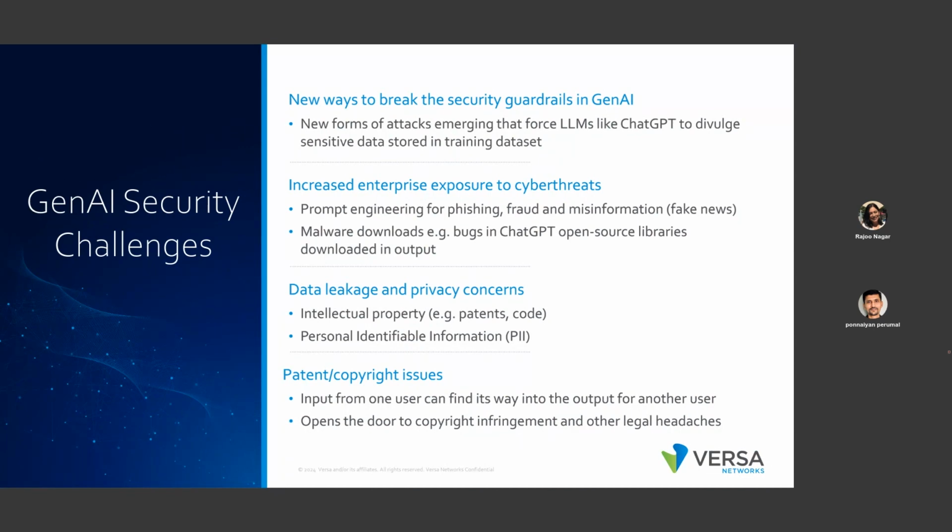So I want to quickly touch on the specific security challenges that you should be aware of. Researchers are now finding that there are new ways that you can actually break these security guardrails in GenAI. And you can force a tool like ChatGPT, for instance, to output data that is stored in its hidden data set or training data. There are also bugs in the open source libraries that these GenAI tools use, which is a part of the training data. And these bugs can easily make their way into the tool's output and onto a user's device.